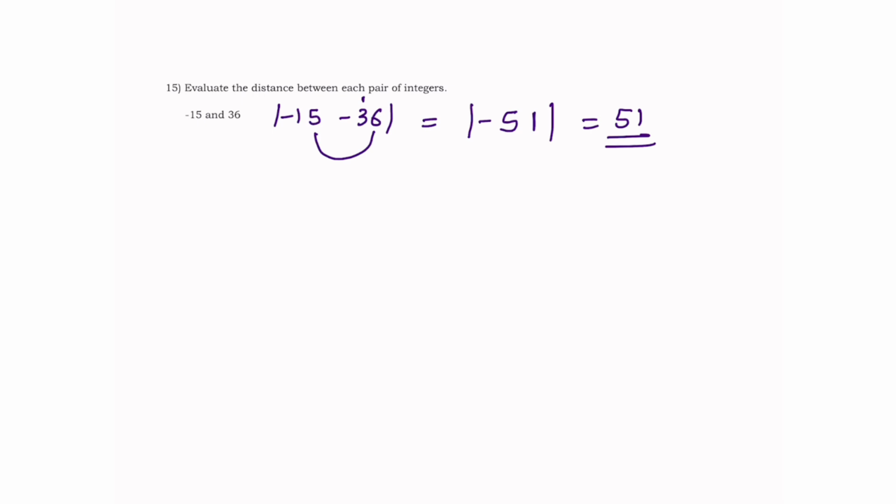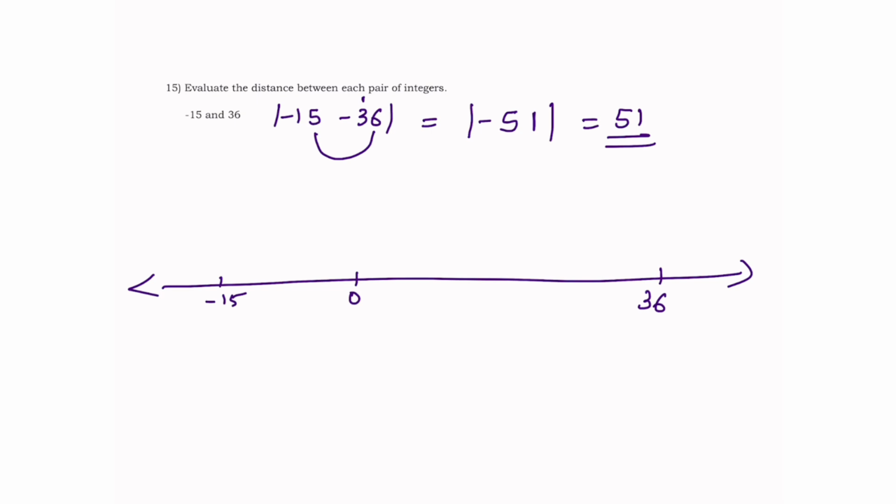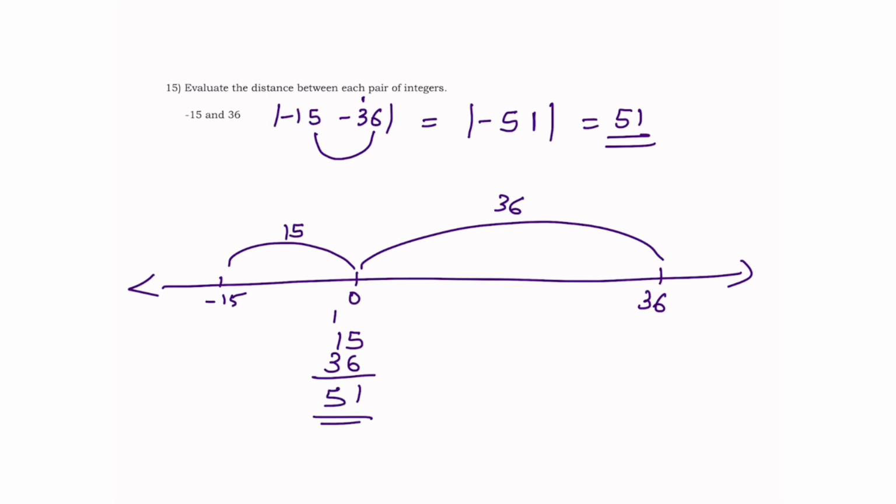So even if you want to do this on a number line, basically, let's say this is 0 here. And that's minus 15. And here it is somewhere, let's say 36. So from minus 15 to 0, you will need 15, right? And from 0 to 36, you need 36. So basically, it's 15 and 36. So 1, 1, 5. So that's exactly what you have here. So either of the ways, you can do it.